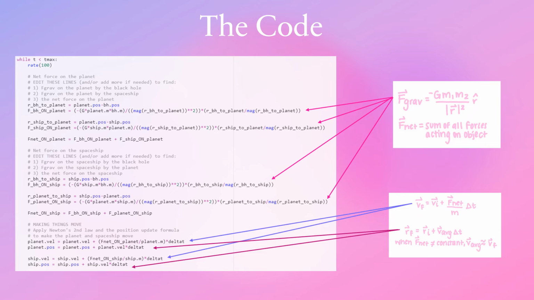I used the gravitational force equation to calculate the net force acting on the planet and the net force acting on the spaceship. To find the net force for the planet, I found the force acting on the planet from the black hole and from the ship, and I add those two together to get the net force. To find the net force of the spaceship, I found the force acting on the ship from the black hole and from the planet, and add those together as well. Then I used the position update formula and the velocity update formula to track the ship and the planet's motion in order to plot it when I ran the code.